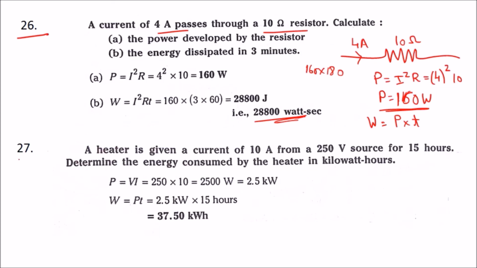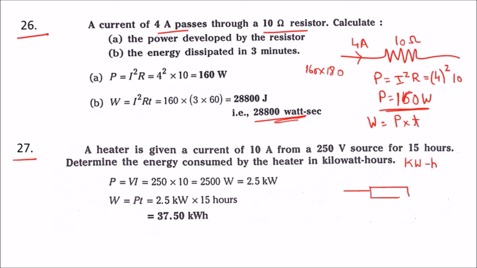Problem number 27. A heater is given a current of 10 amp from a 250 volt source for 15 hours. Determine the energy consumed by the heater in kilowatt hours. In the previous problem we calculated in watt second. Now we have to calculate in kilowatt hours.